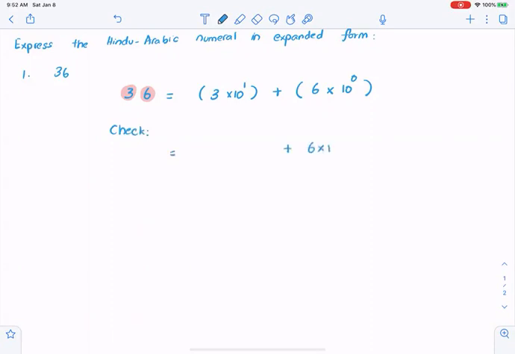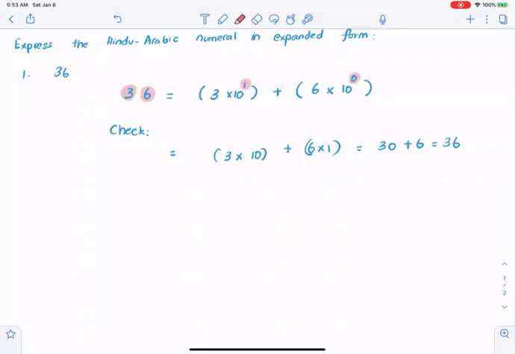So I will have 6 times 10 raised 1, which is 10. So I'll end up getting 30 plus 6, which is 36. So the expanded version of 36 is simply whatever I have on the right. And you can see that I'm starting at 10 raised 0, then I move on to 1. And I can keep on going.